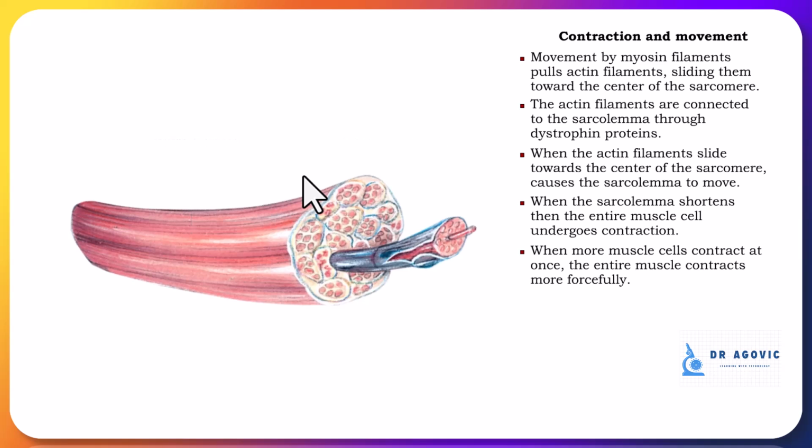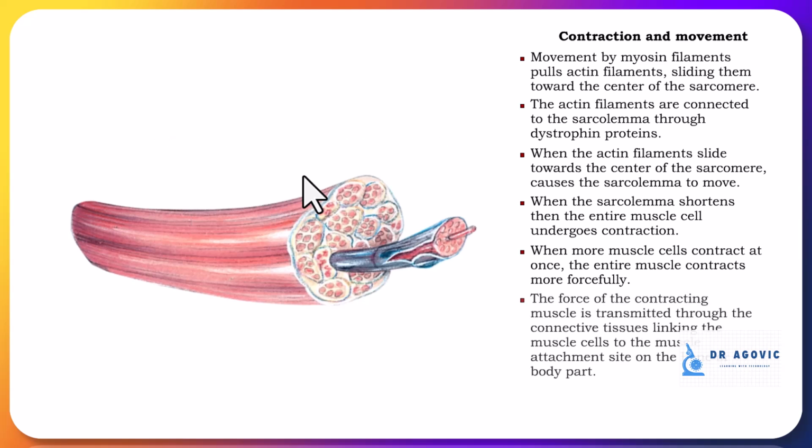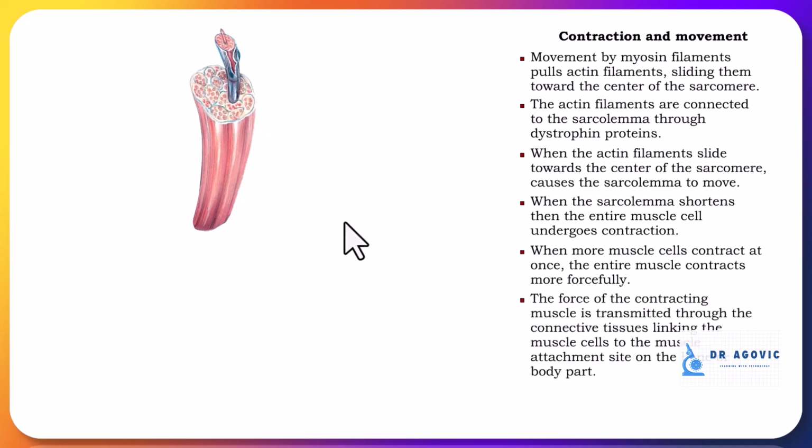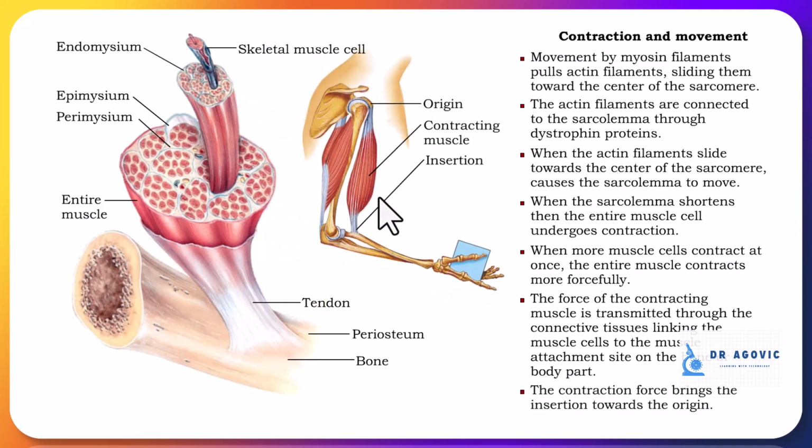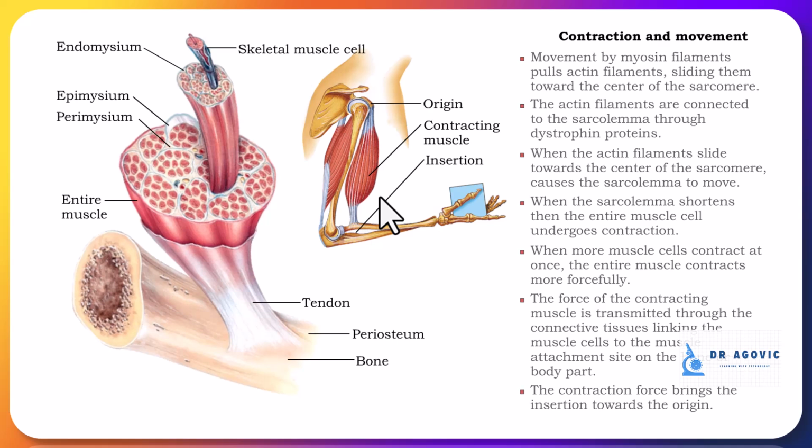The force of the contracting muscle is transmitted through the connective tissues of the skeletal muscle to the periosteum of a bone. The contraction proceeds in a manner that brings the insertion toward the origin, that is, insertion of a muscle toward the origin of the muscle.